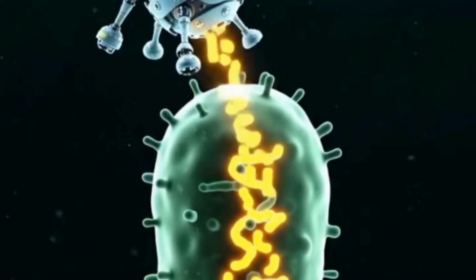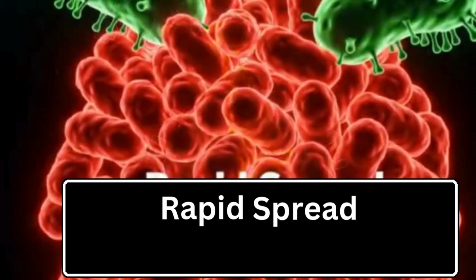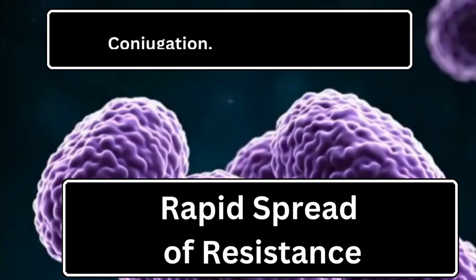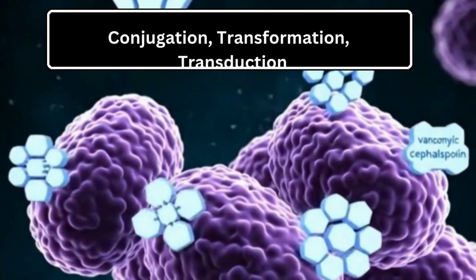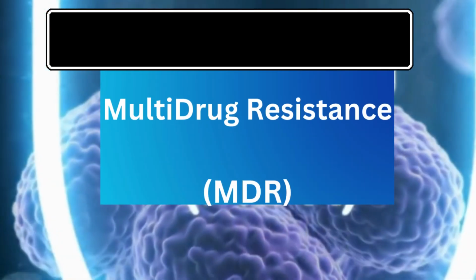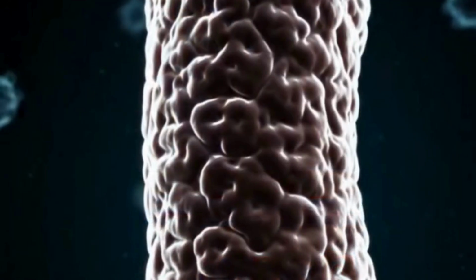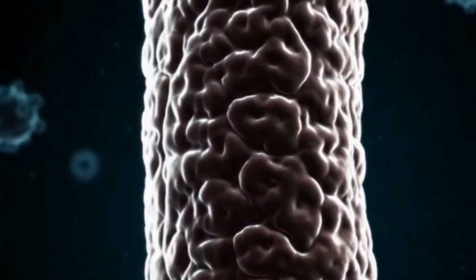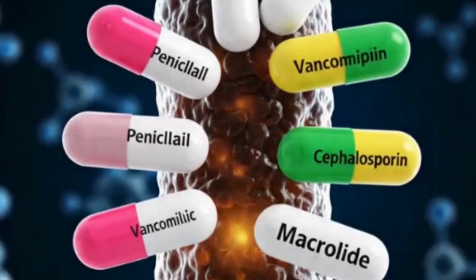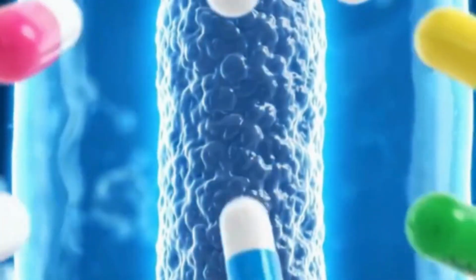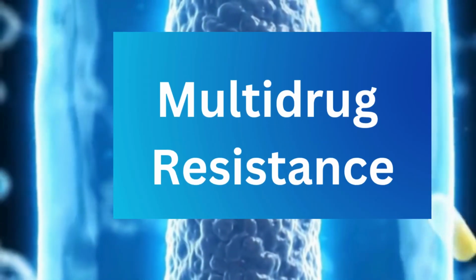Resistance doesn't spread only through mutation. Bacteria can also exchange resistance genes by conjugation, transformation, and transduction, allowing antimicrobial resistance to spread rapidly. But what happens when bacteria acquire resistance to several different antibiotics? These organisms are called multi-drug resistant, or MDR organisms. They are among the greatest challenges in modern medicine.